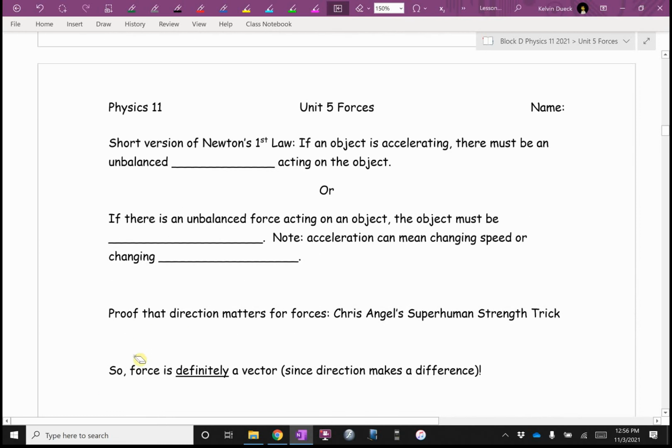Next page, here's the short version. If an object is accelerating, there must be an unbalanced force. And it works backwards as well. If there's an unbalanced force, the object must be accelerating. Remember though, accelerating, Nick, can mean changing speed or changing direction. So if you're going around a corner at a constant speed, your direction is changing. There must be an unbalanced force acting on you.